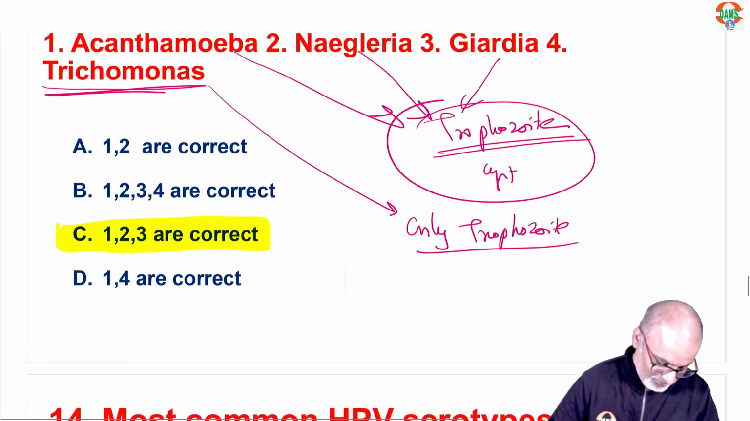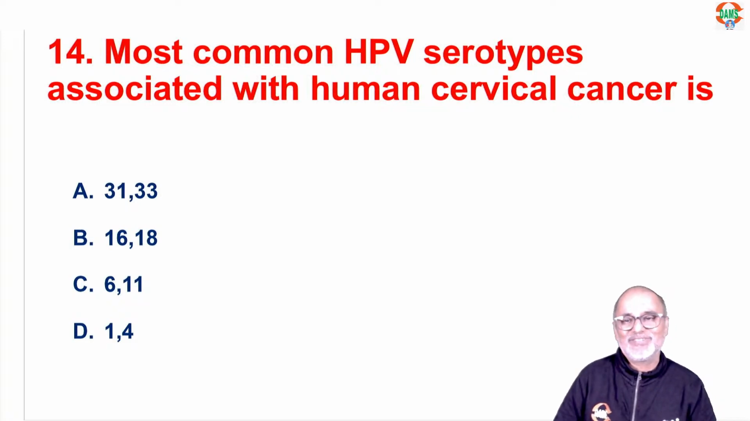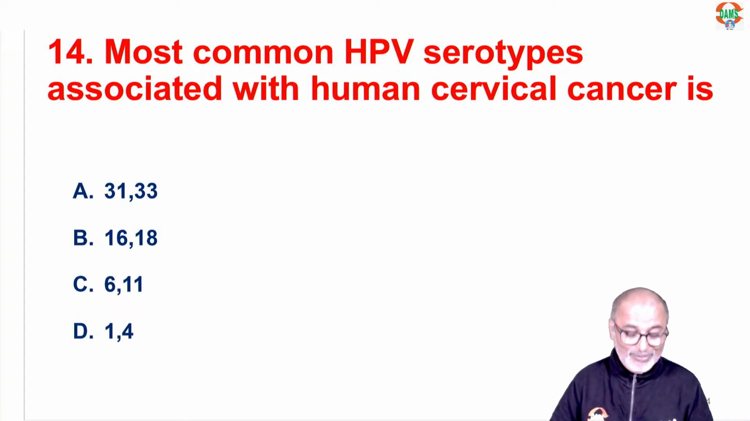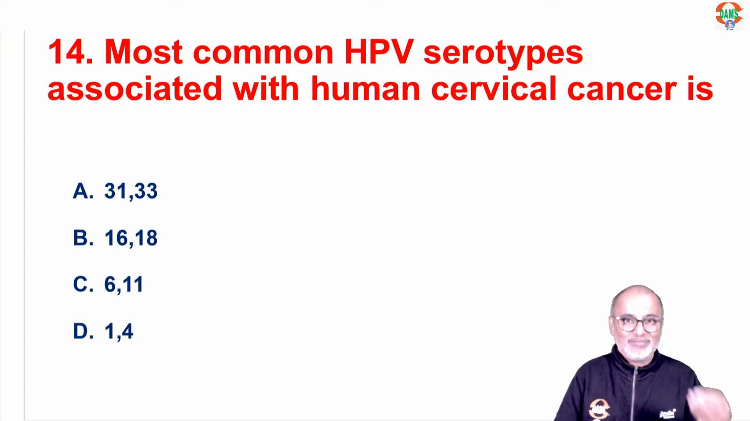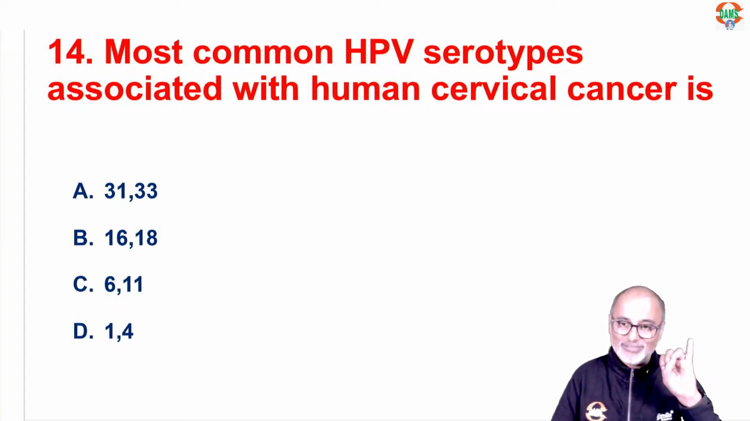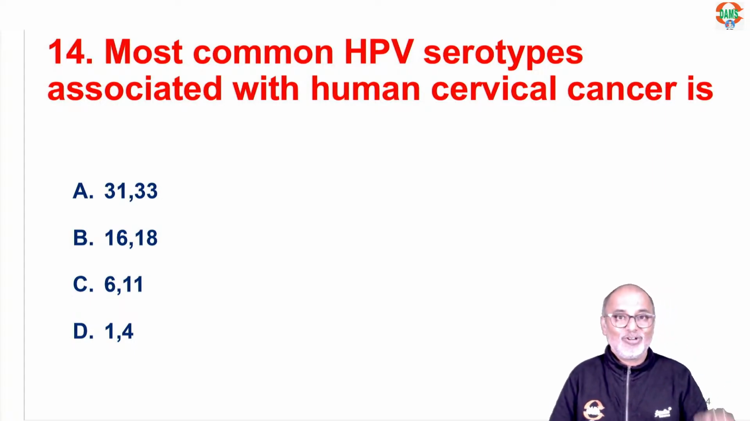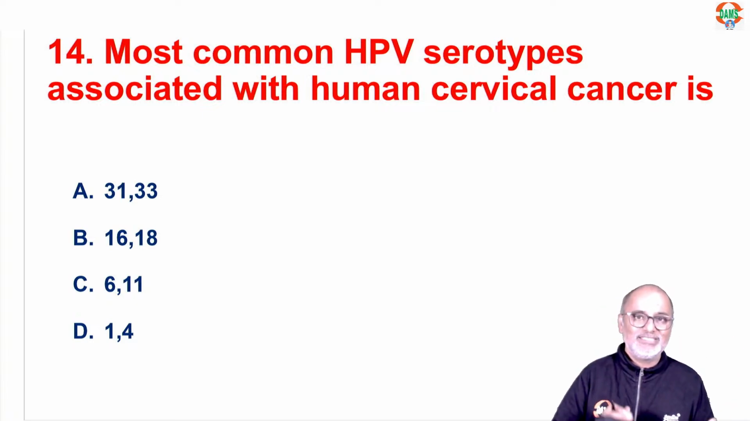Next is, the most common HPV serotype associated with human cervical cancer. This question can be taken by STI dermatology people, OG madam will take this question because it's a common overlap, even PSM people will take it. Pathology people can take it because it's oncology, cancer. It is cervical cancer, OG people will take. It is sexually transmitted, so STI people will take. And it is caused by a virus, so microbiologists can take. This is a question overlapped by everybody, but a very easy question.